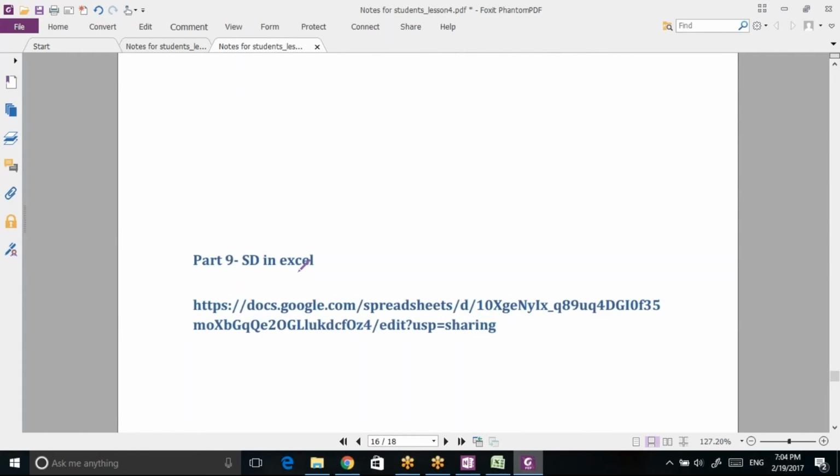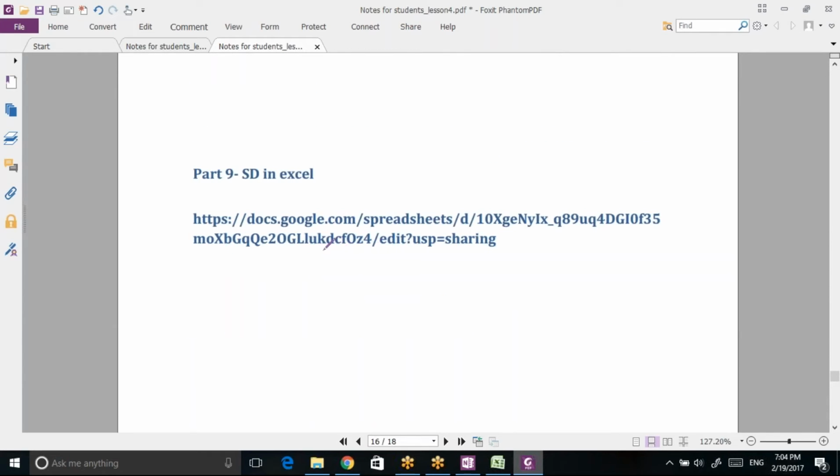This is again homework for you. This is the data set for which you have to calculate the standard deviation. You can use STDEVP. Please remember this formula, it's very handy: STDEVP to calculate standard deviation. And this is again your homework.